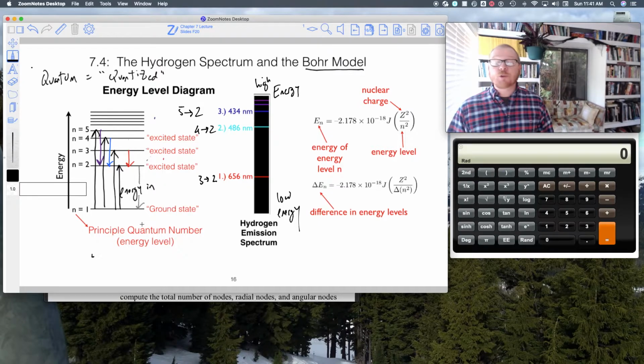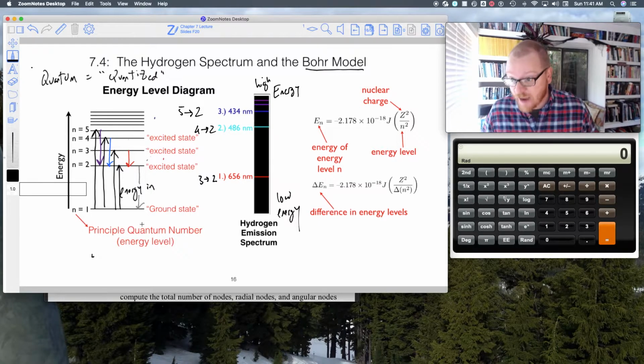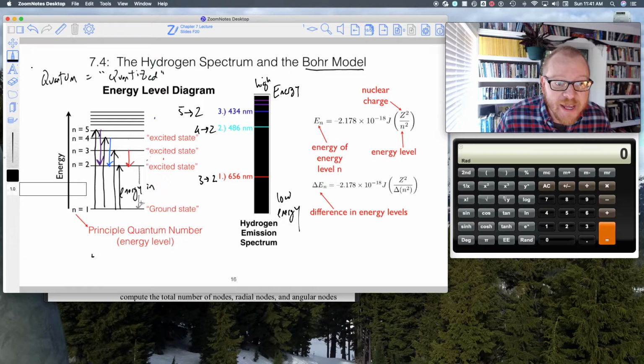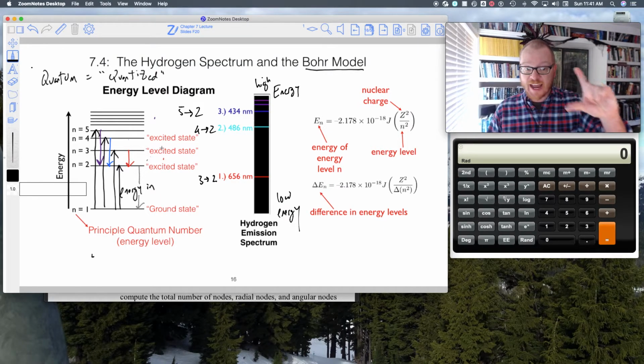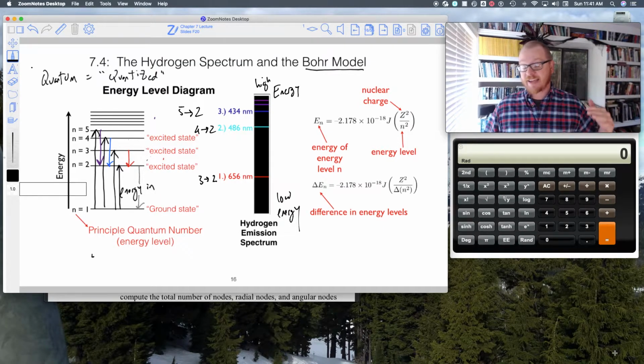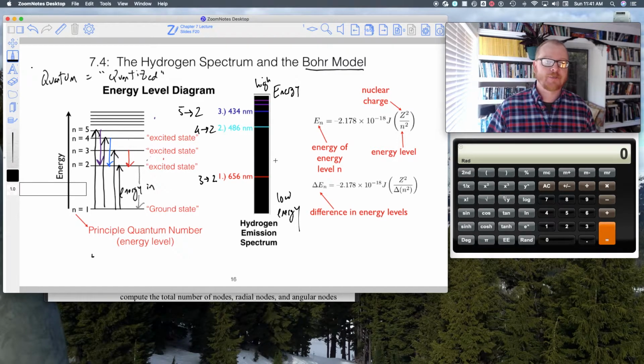As it turns out, level 2 to 1 is ultraviolet. That's such a big gap. And remember, the size of the arrow on this diagram indicates how much energy there is. Level 2 to level 1 has the biggest gap, and that's true for all things, so it gives you ultraviolet in the case of hydrogen. Once again, 3 to 2 gives you that red line, 4 to 2 gives you that blue line, and 5 to 2 gives you that purple line.